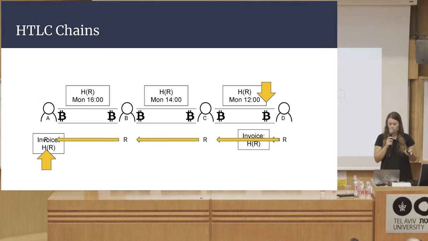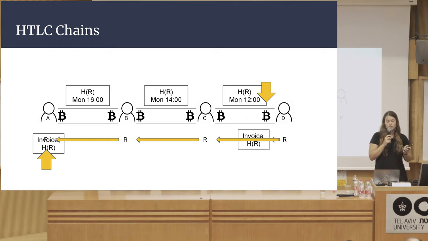So the way this works in action is that if Dave wants to receive a payment, he creates a secret, a pre-image, which we'll call R. He hashes it and he puts it in an invoice, which he then sends to A, who is going to pay him. Alice has a look at the network and realizes she needs to route from A to B to C to D to make this payment.